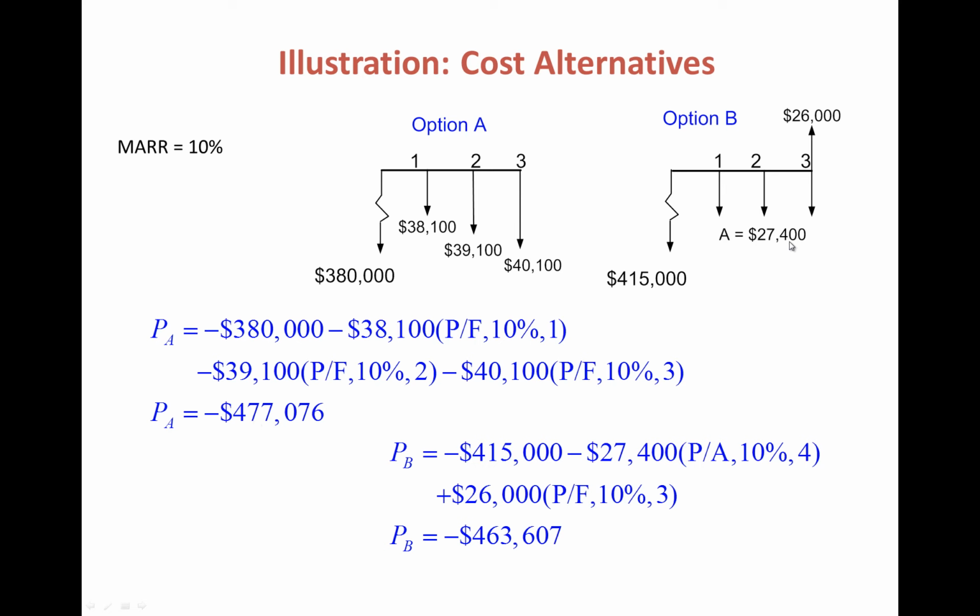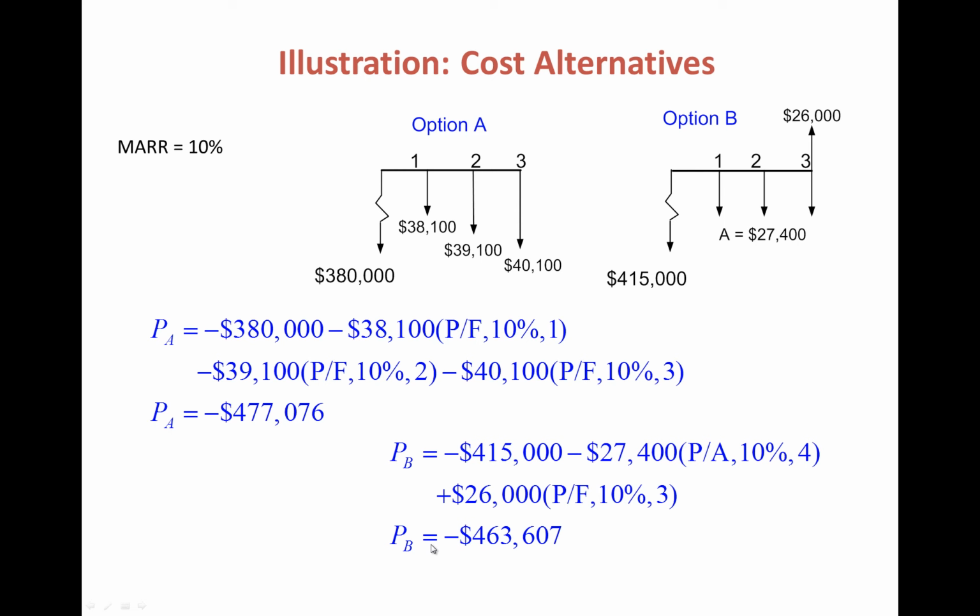$477,000. Comparing it to option B, where option B is more expensive over time, but it has a smaller annual cost, the operating costs are lower, and it has a salvage value. So the question is, is option B justified? Is it better to spend a little bit more in year 0 so that you can have lower operating costs over time? Well, when we take a look at it, it is more advantageous.